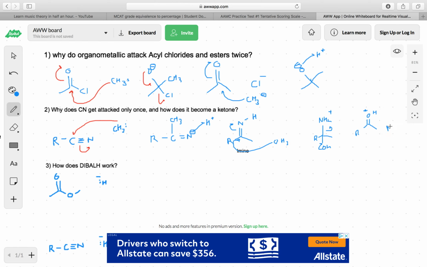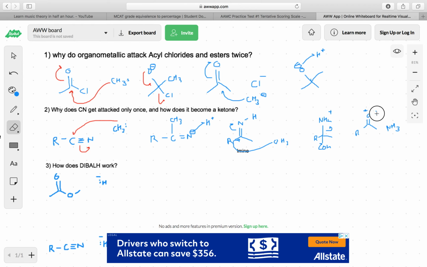And NH2 you just kicked off, NH3 I guess. And now once you have this, you can deprotonate this hydrogen and you're left with your ketone. So that was just a very simple mechanism of how you get from an imine to a carbonyl using acid.